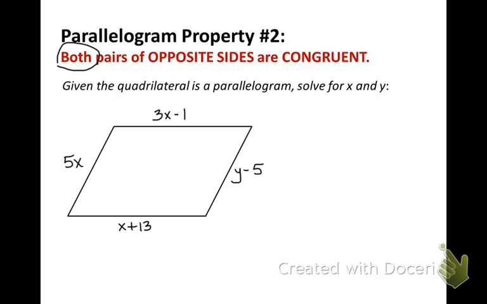Well, all the opposite sides are equal to each other. All right, so this side should be equal to what? X plus 13. Okay, so I can say that x plus 13, or let's start with the 3x. So 3x minus 1 is equal to x plus 13. Okay?